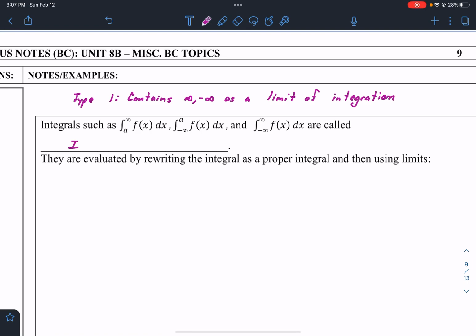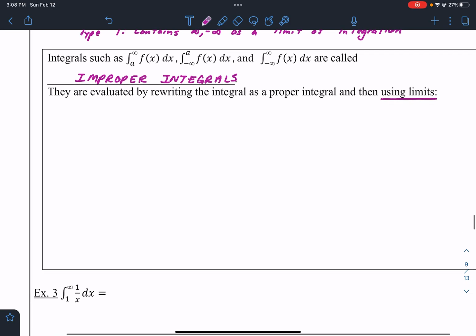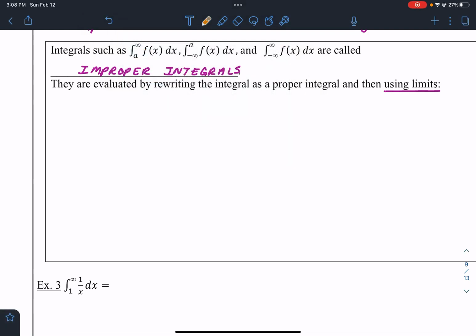So these are called improper, and they're evaluated using limits. If we're at an infinity, I can't just plug in infinity. I have to approach infinity. So that's where the limit concept comes into play. So there's going to be 3 different situations that we could be using.